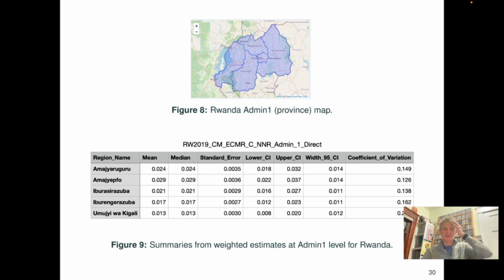with the lowest precision in Kigali. And of course, that's the one with the lowest rate, and so that makes sense because the coefficient of variation is the standard error divided by the estimate. So it's this number here divided by this number here. That's where we're getting those from.